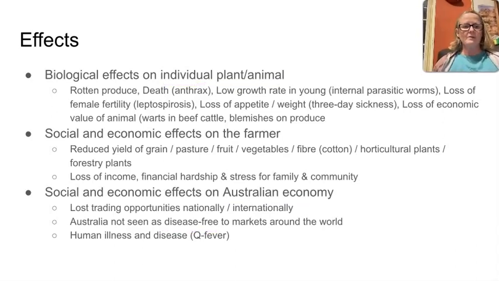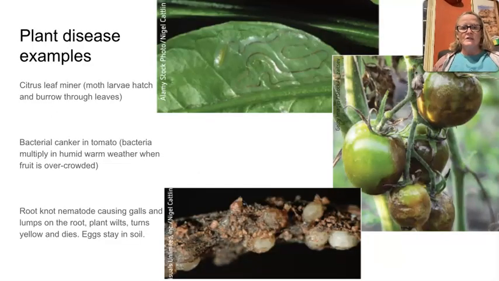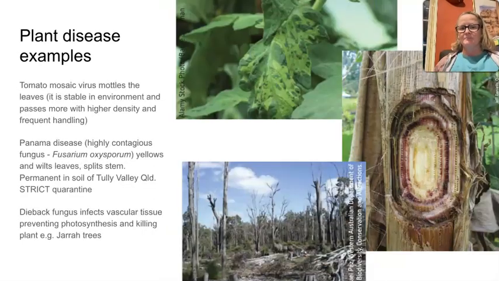So let's have a look at a few examples of diseases that you can get in plants that are agricultural. So there's citrus leaf miner here at the top that affects lemon trees, orange trees. Bacterial canker in tomatoes. You've got galls and lumps on roots of things that are growing. It reduces the yield completely. We've got tomato mosaic virus. There's a tobacco mosaic virus as well.